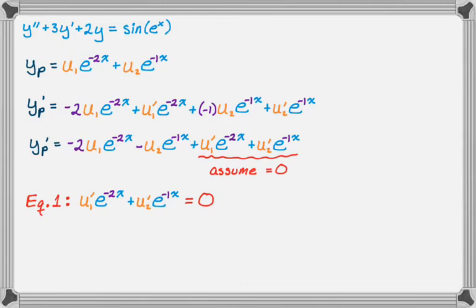So it's u1 prime. If you really look at that, it's actually like u1 prime times y1 plus u2 prime times y2 is equal to 0. But for our case, it's u1 prime e to the negative 2x plus u2 prime e to the negative x equals 0. Based on that assumption, we also can rewrite what y prime looks like, right? Because we just said those last two terms are 0. So y prime is actually just this thing.